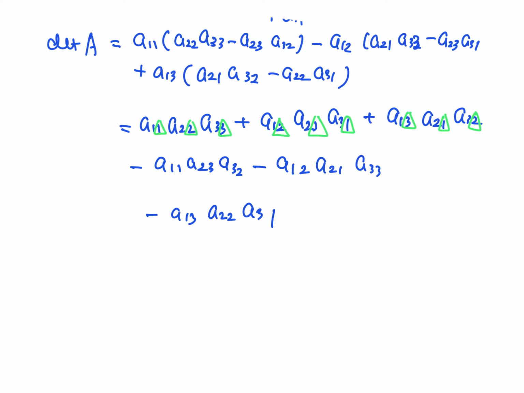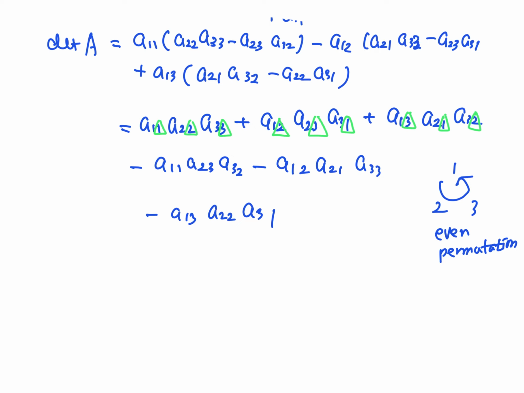In that case, this is 1, 2, 3, counterclockwise, right? Or 2, 3, 1, right? 3, 1, 2. We call this even permutation. If 1, 2, 3 are arranged counterclockwise, we call this an even permutation.